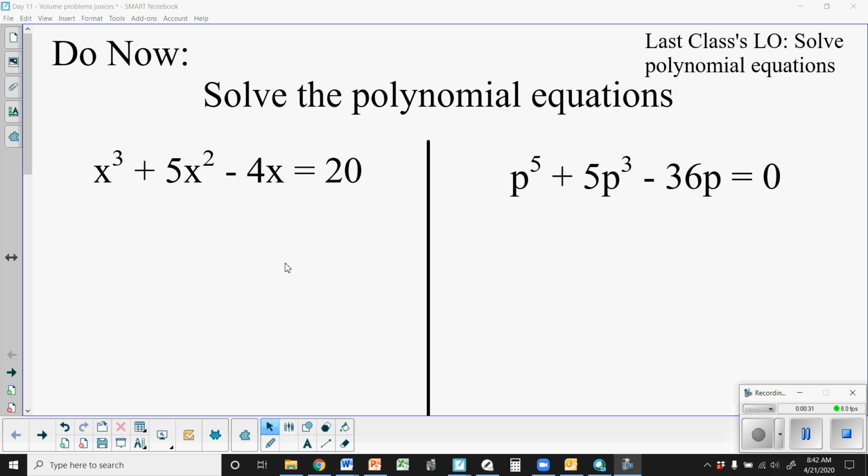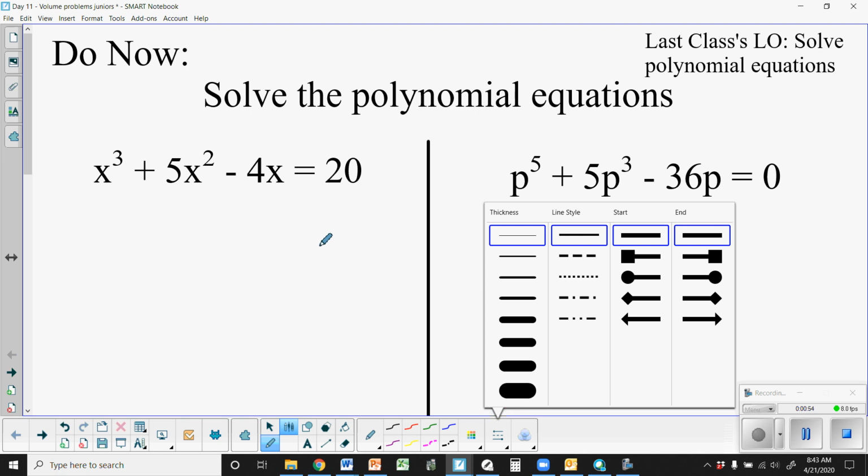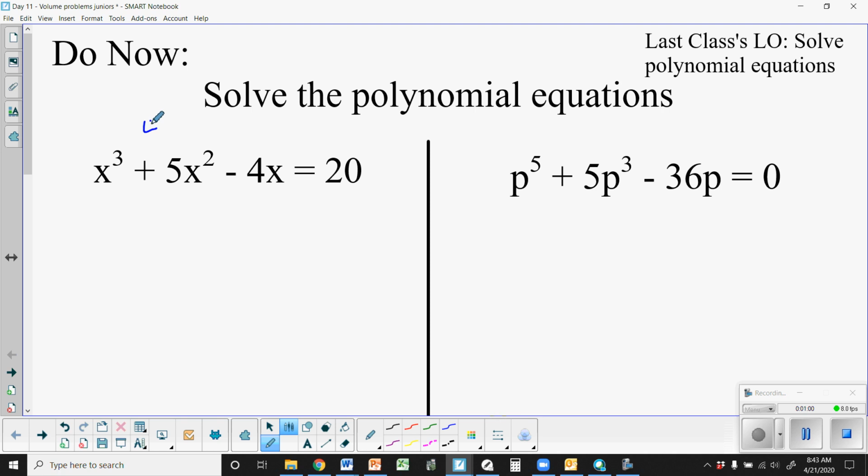So we have x cubed plus 5x squared minus 4x equals 20. And we have p to the fifth plus 5p to the third minus 36p equals 0. So what methods are we thinking of using to solve these? That's right. First thing we need to do is figure out our number of terms. So the number of terms, we count 1, 2, 3, 4. So we have 4 terms.